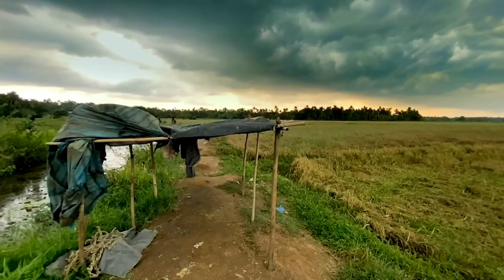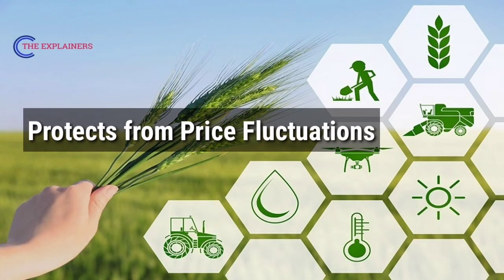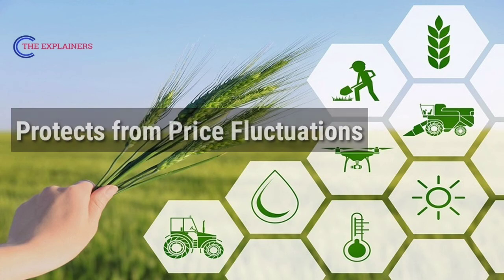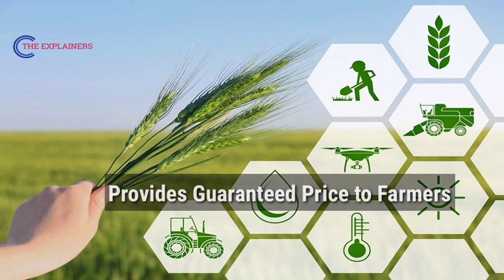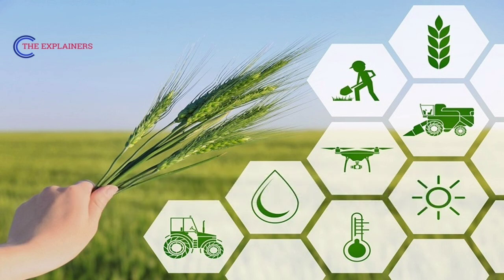MSP protects the farmers in two ways. First, it protects farmers from price fluctuations and market imperfections. Second, it guarantees a price for crops, and assured markets encourage higher investment and adoption of modern farming practices.